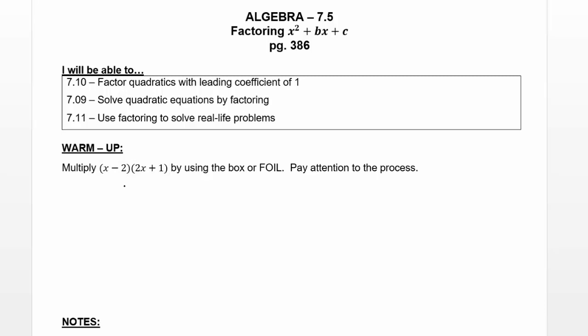So recall, one way to multiply a polynomial like this is to use a box. So when I use a box, I do the following. I'm going to take each of the polynomials, I'm going to make a box by placing them on the outside. So again, our process is we're going to place the terms on the outside of the box.